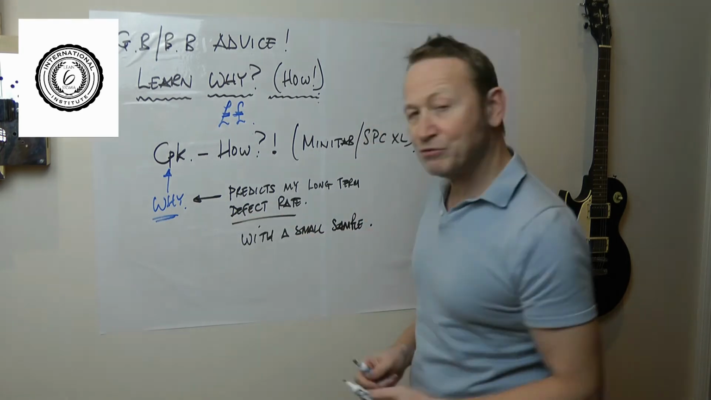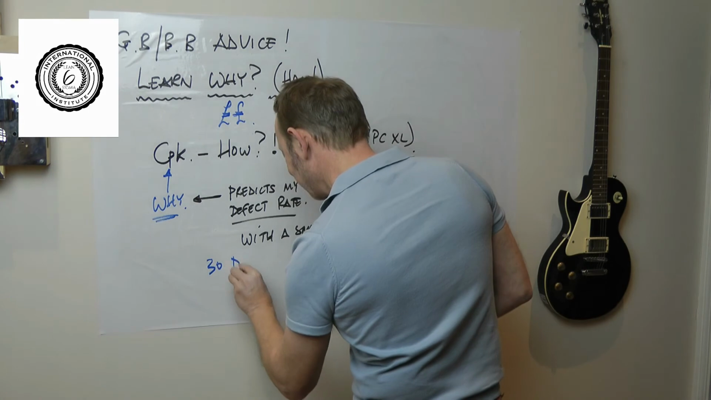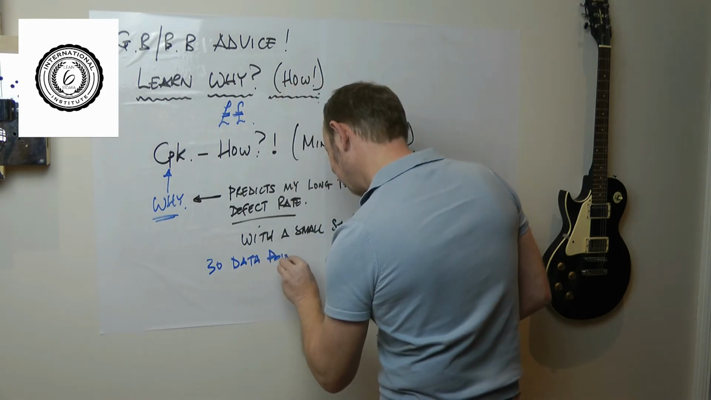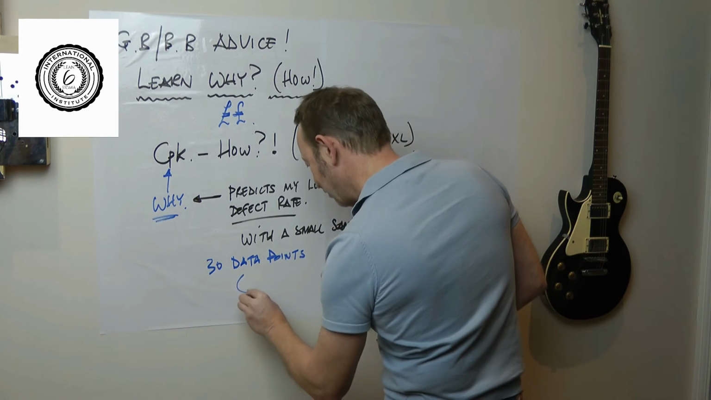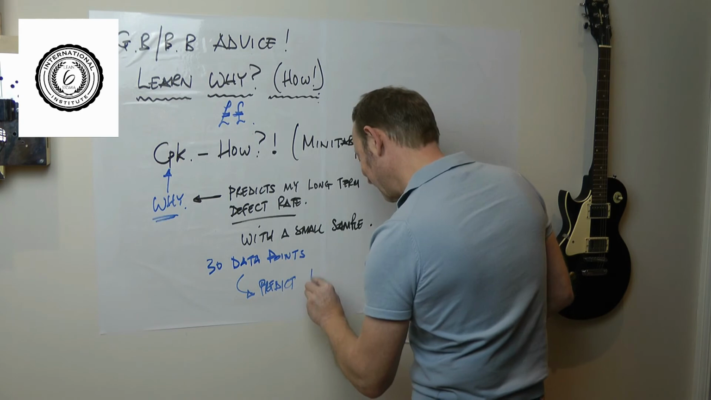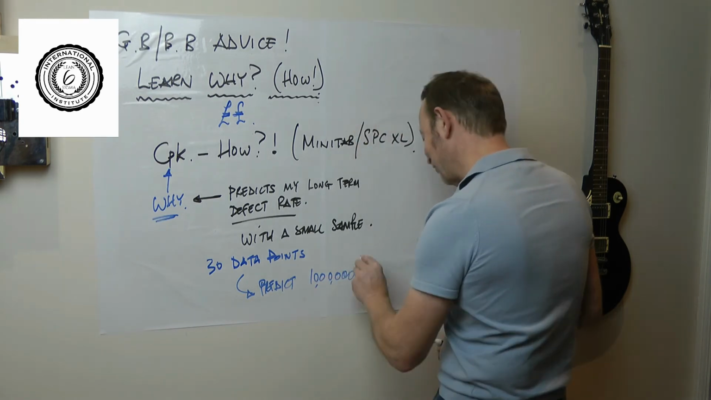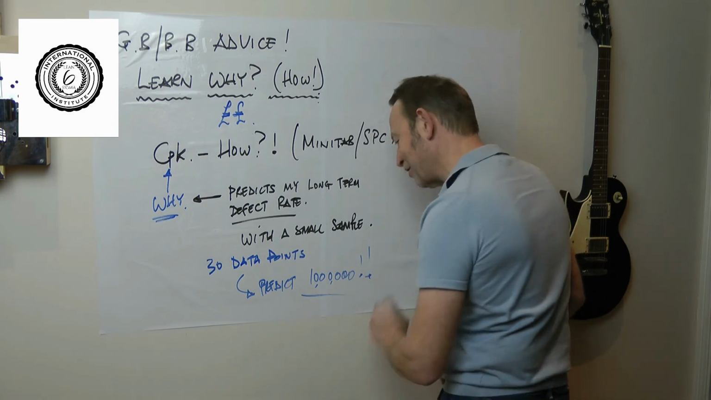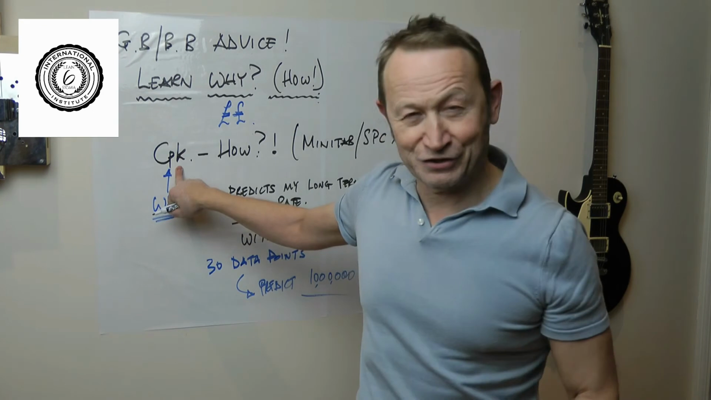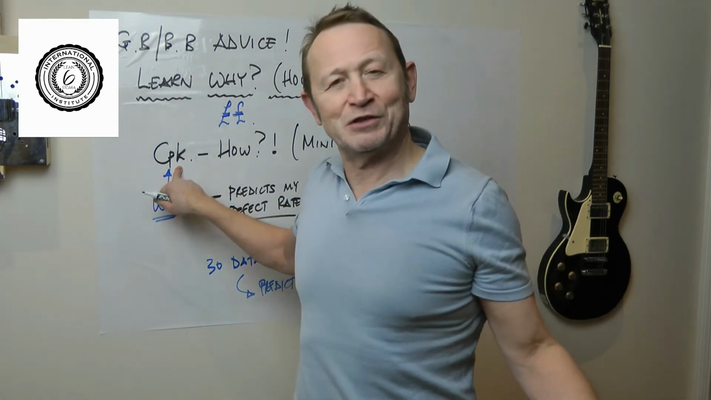So why do you do CPK? Well, here's why. I can take 30 data points, and what can I do? Predict the next million that are about to come off the machine. I can predict tomorrow with this thing. It is the most brilliant thing to know, CPK.